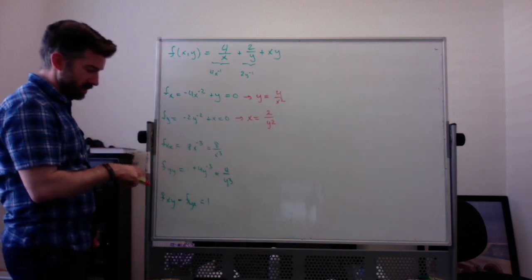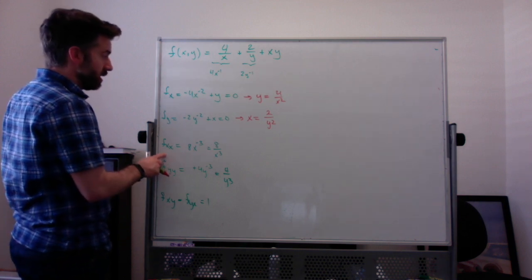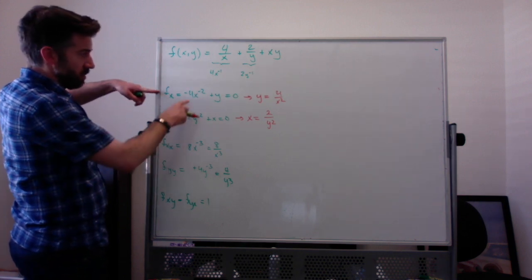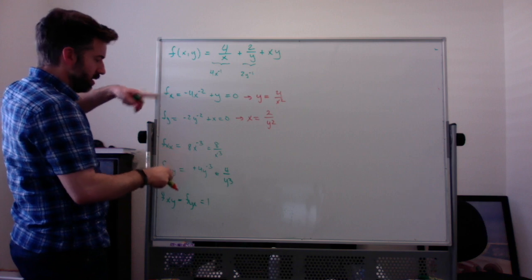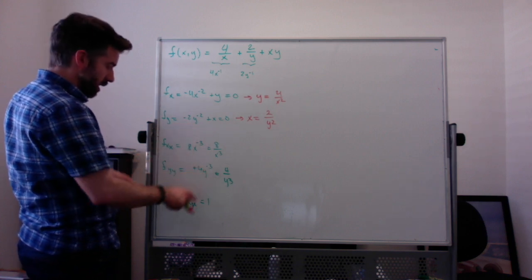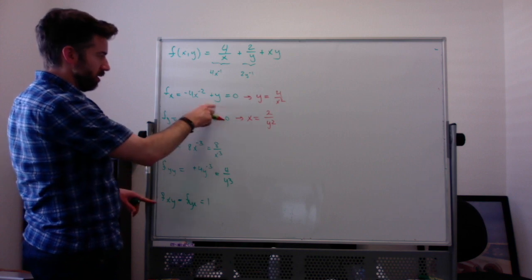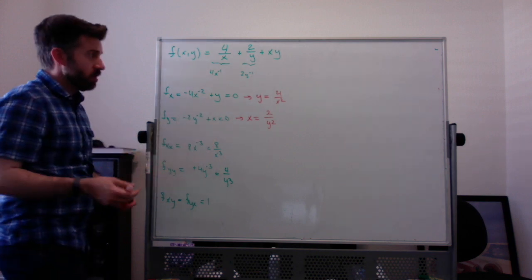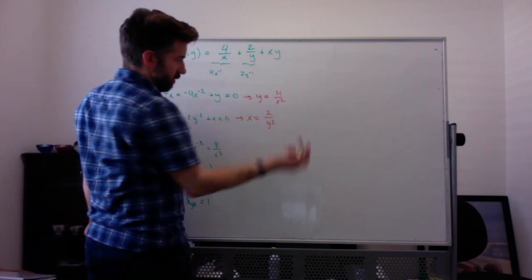Also, we have our second partials. Our fxx is the derivative of this with respect to x, so it's positive 8x to the negative third. Our fyy is positive 4y to the negative third. And our fxy is just 1, our fyx is just 1. So we use these to solve for critical points.